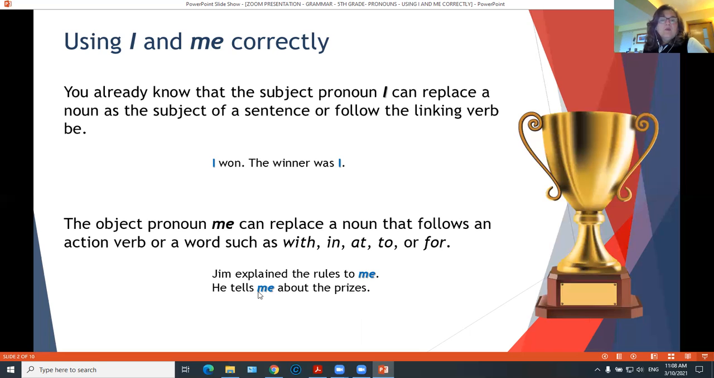He tells me about the prices. In this case, we use me because we have an action verb, which is tell. And the pronoun is following the action verb, okay? So we use me according to what we said before. The object pronoun me can replace a noun that follows an action verb, or a word such as with, in, at, to, or for, as in the first sentence in this case, okay?